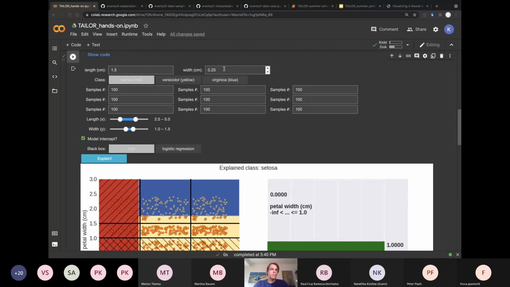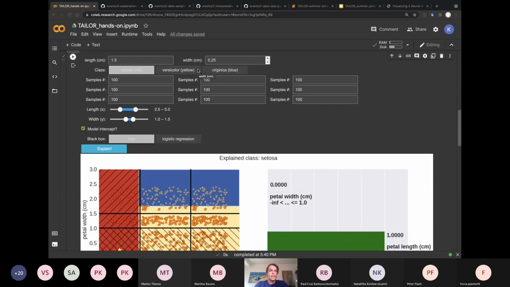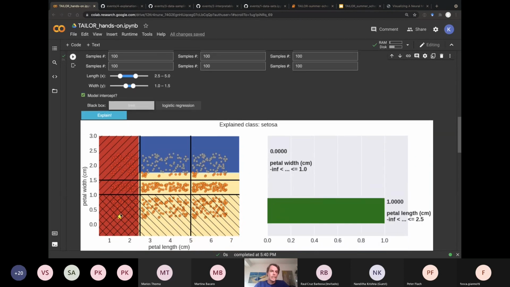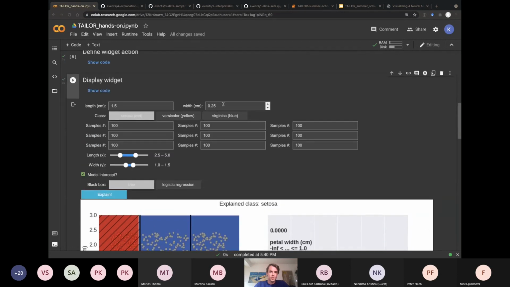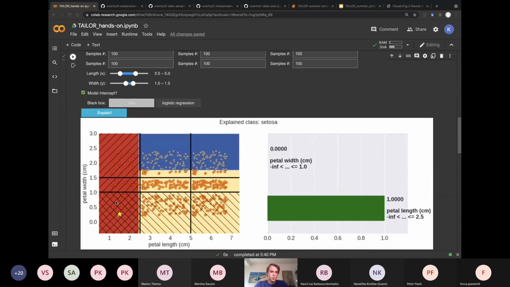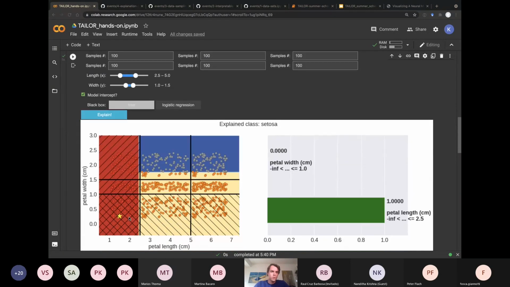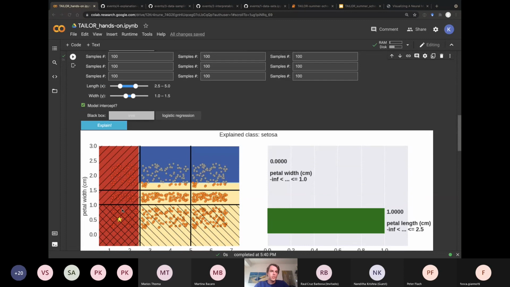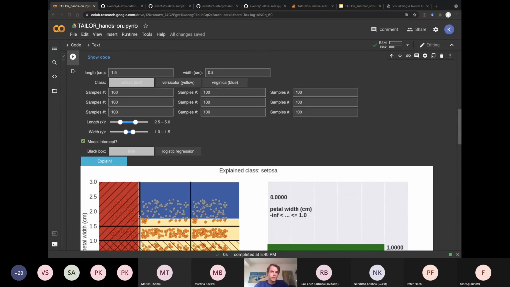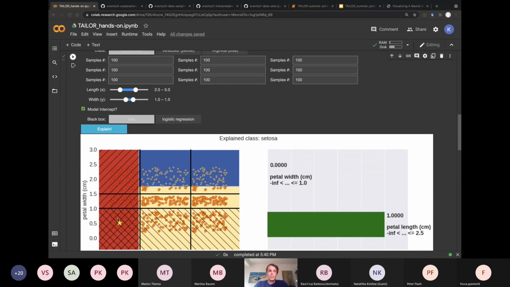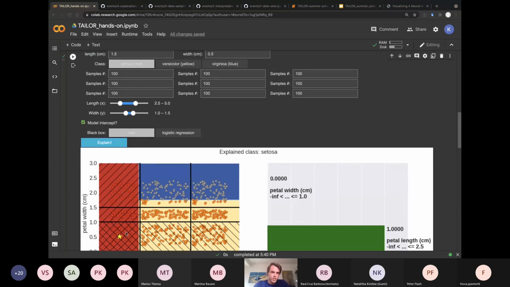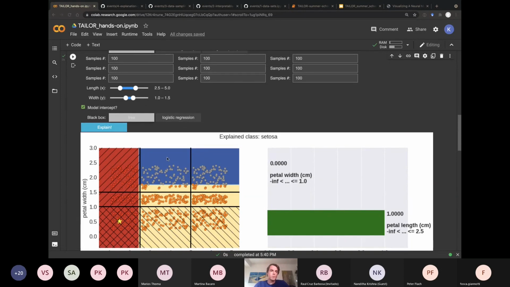The first set of parameters that you have in the notebook is length and width, and this allows you to change the instance that you're explaining. So the yellow star here. If I just move width a bit up, so for example to 0.5, you will see the point moving up to 0.5. So this allows you to control the instance that you're explaining. Next is the explained class. So you can explain this star instance as either the red class, so Setosa, versicolor, yellow, or Virginica, blue.